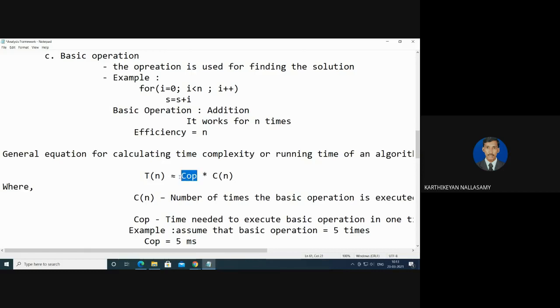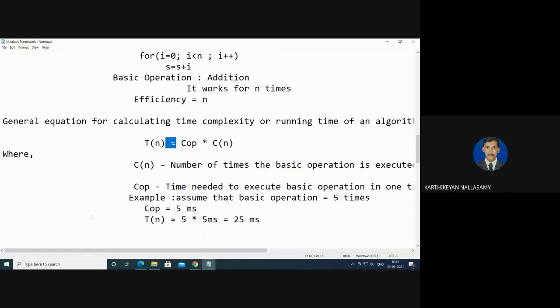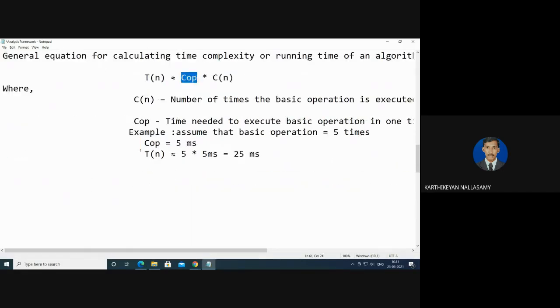COP means the time a basic operation takes to run, and C of n is the number of times the basic operation is executed. This is approximate, because the COP will vary depending on the machine. But this is the dependable factor. So normally T of n is approximately equal to C of n, where C of n means the number of times the basic operation is executed. This is the best way to calculate your time efficiency.